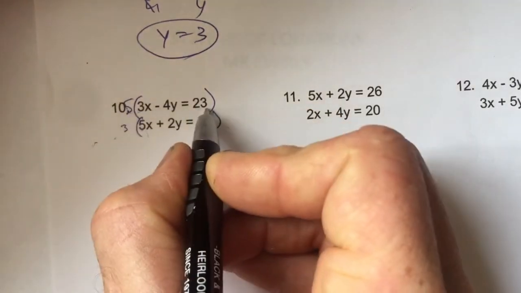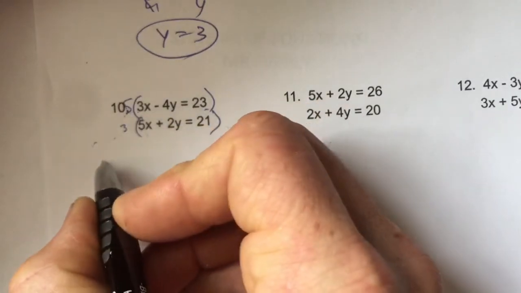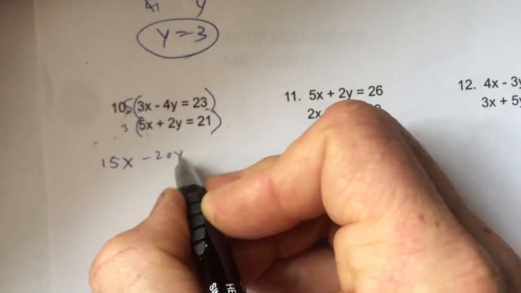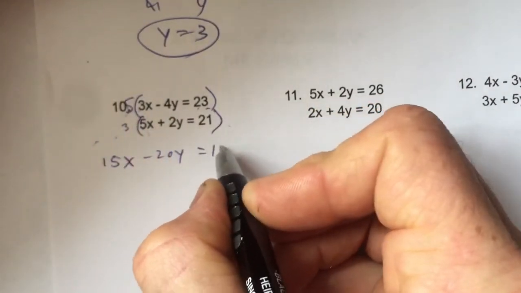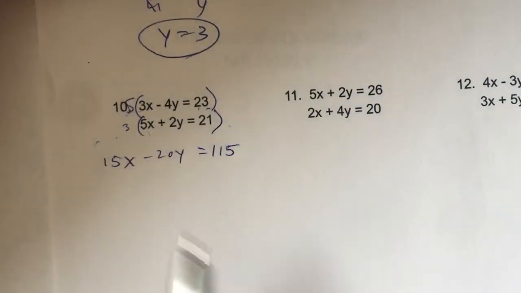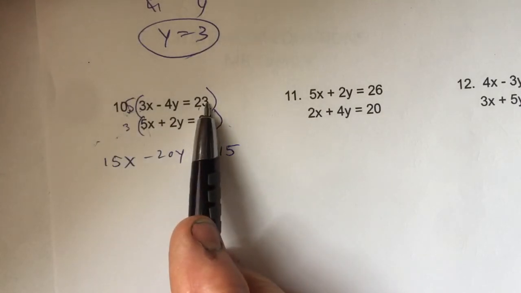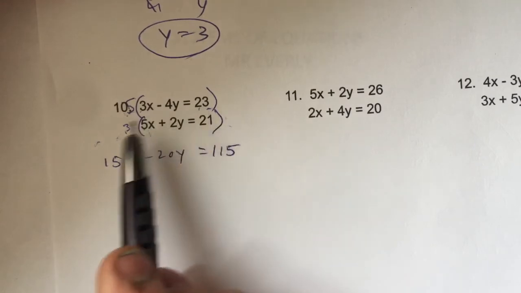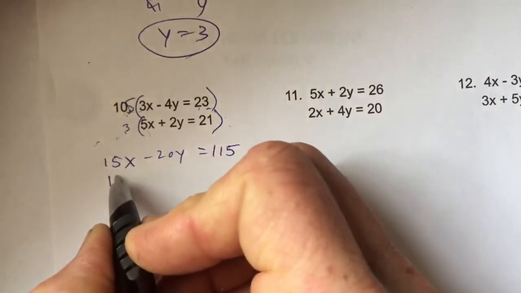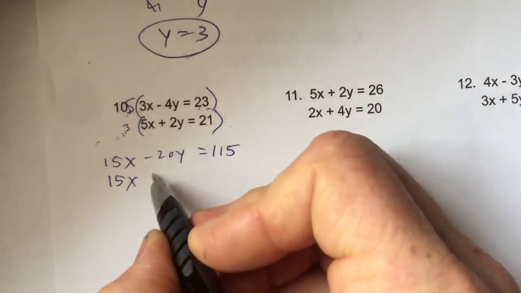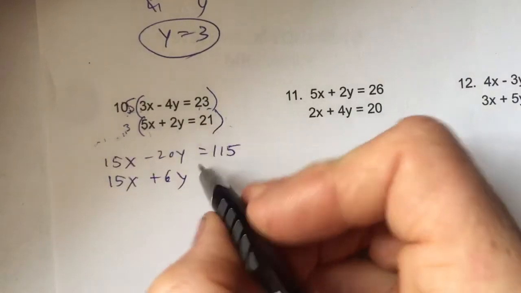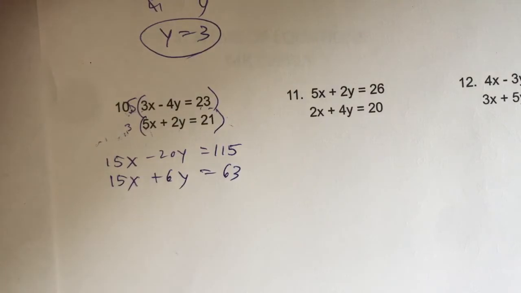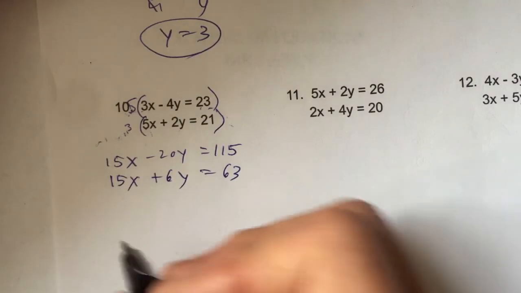And I do 5 times all this top one. So 5 times 3x is 15x. 5 times negative 4y is negative 20y. 5 times 23 is 115. Okay, so I'm taking 5 times everything in this one. Now I'm going to take this 3 down here and 3 times all that. So 3 times 5x is 15x. 3 times 2y is 6y. 3 times 21 is 63. And there you go. See how my x's match now? That's what we want. We want them to match, so they eliminate.